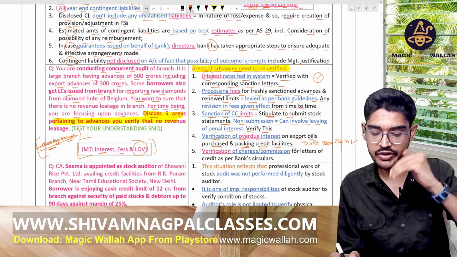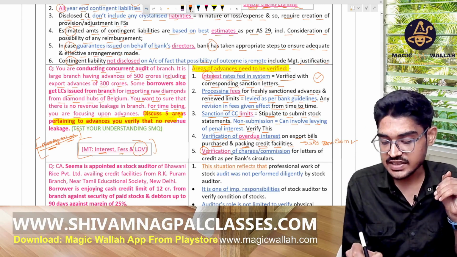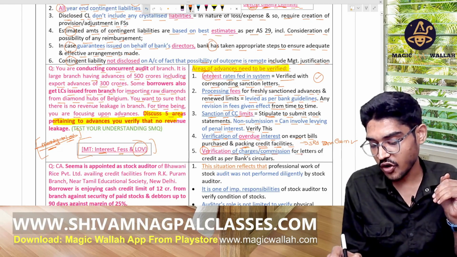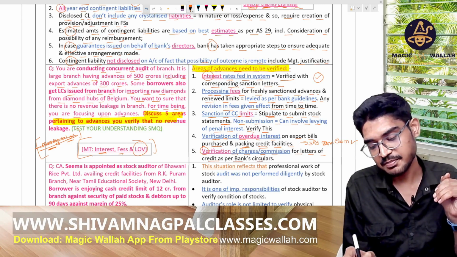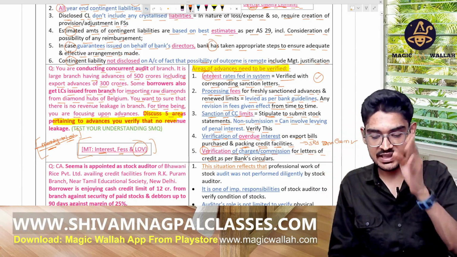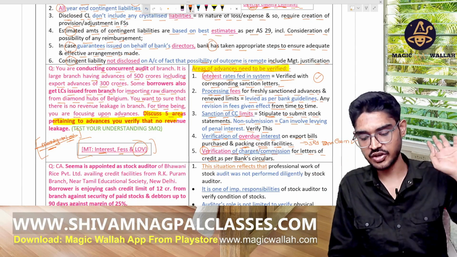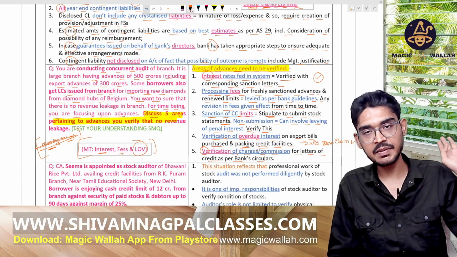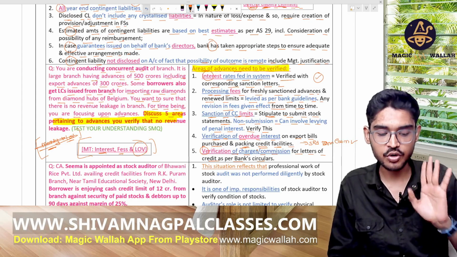Okay. LOV. By V we mean verification of the charges and the commissions for letter of credit as per the bank circular. Okay. Get the interest, fees, and the love. L means limit, O means overdue, and V means verification of the charges and commissions as per the bank circular. Important question here.